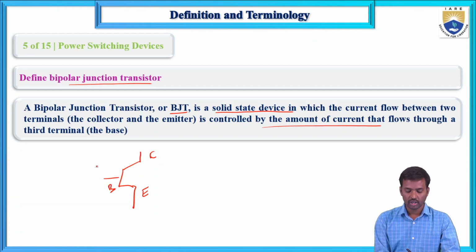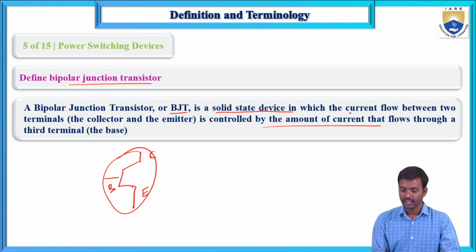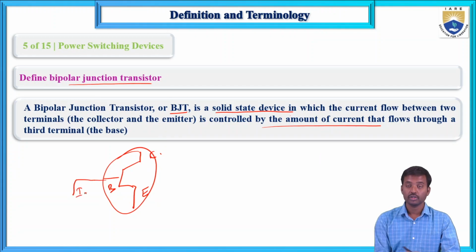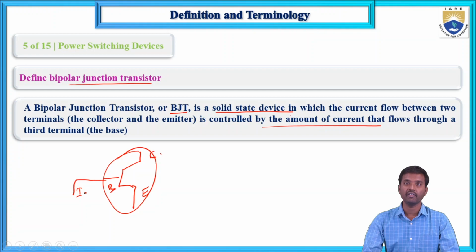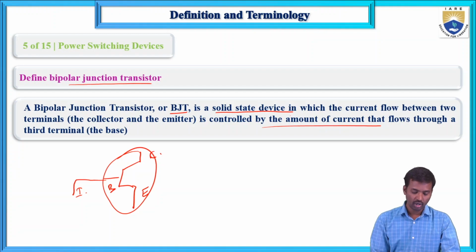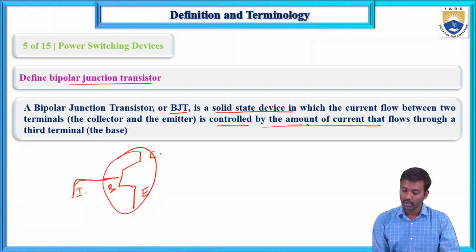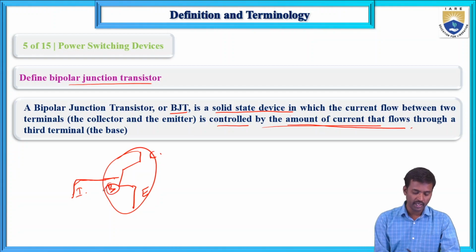So it is a solid state device, and current flows between two terminals, collector and emitter, and this is controlled by the base. So it is a current controlled device. MOSFET is a voltage controlled device. Here the BJT is current controlled, controlled by the amount of current flowing through the third terminal, that is the base.